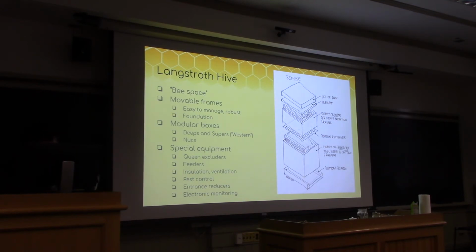Yeah, and as for some of the special equipment on these Langstroth hives, I mentioned a queen excluder, which is essentially just a fancy metal screen that you put between the brood box and the honey super to make sure the queen can't go up and lay eggs so you don't have bees in your honey.